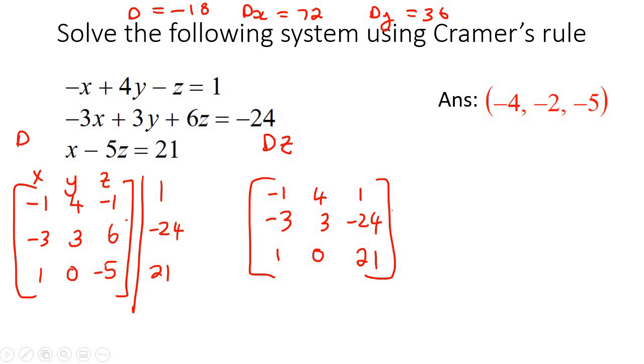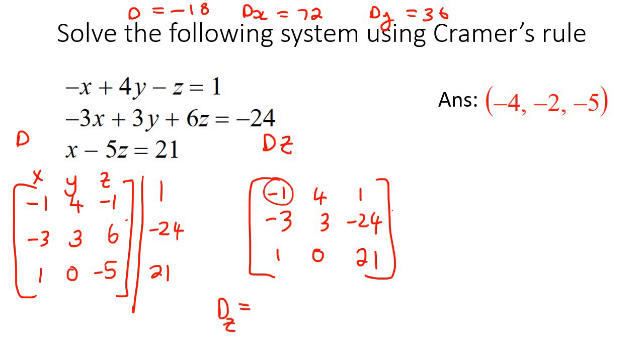21, I'll do this for the rest of my life. I love it. So 1, -24, 21. So there, we've replaced the Z column. Now we're going to go work out the determinant, okay? And you know how to work out the determinant by now. It's something we've been doing so many times.